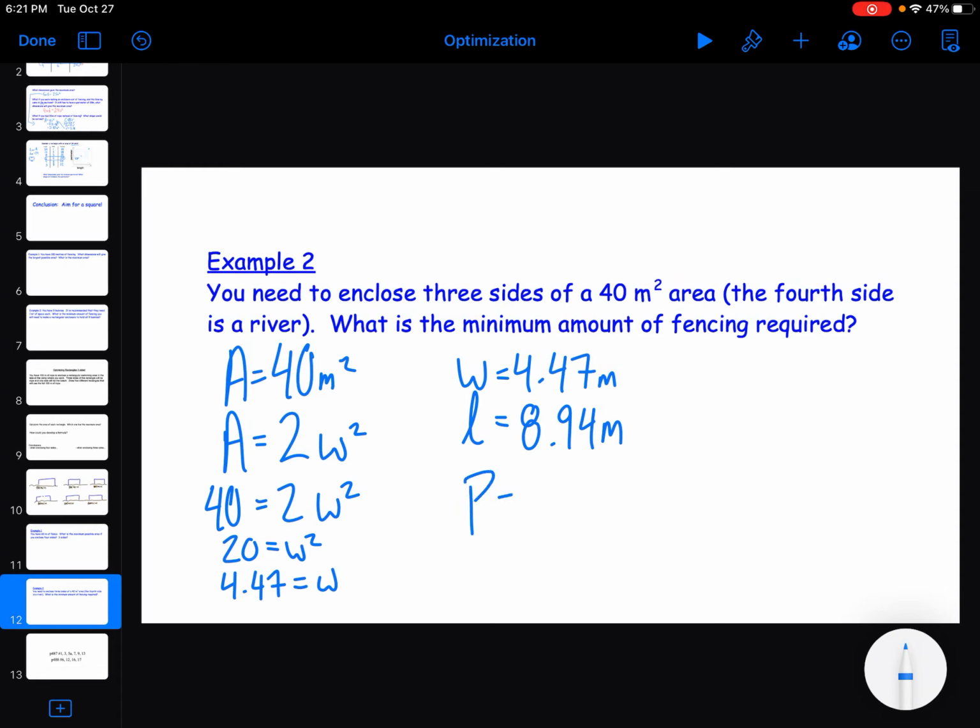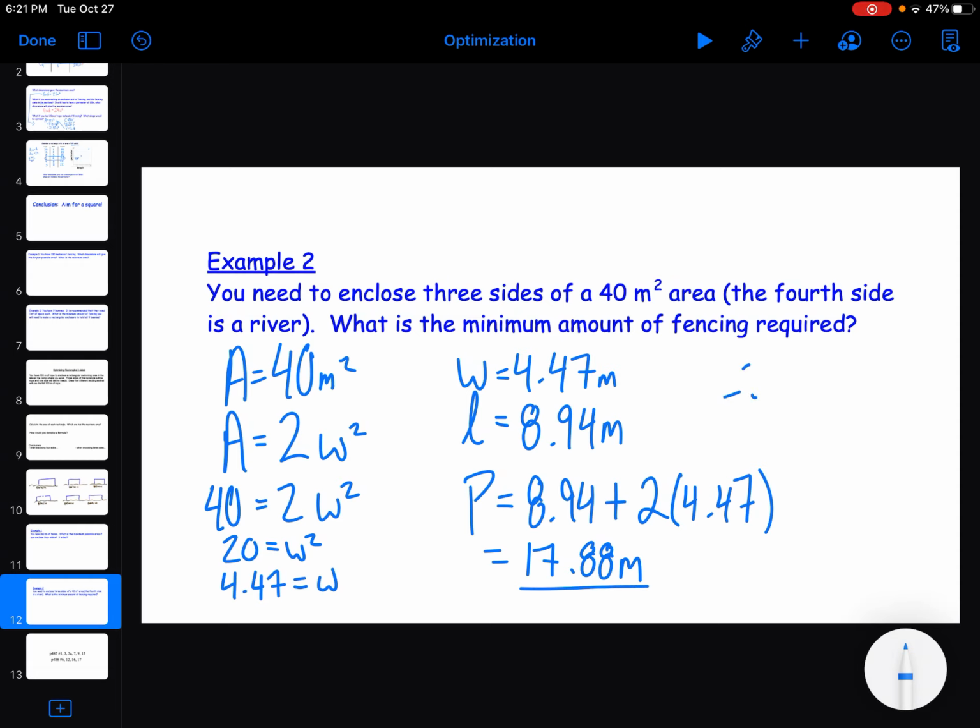Well, the minimum amount of fencing is going to be our perimeter. And our perimeter is length, 8.94, plus 2 times our width, 4.47. And if we add all of that together, we're going to get 8.94 plus 8.94, which is going to be 17.88 meters. Okay, and that's our final answer.